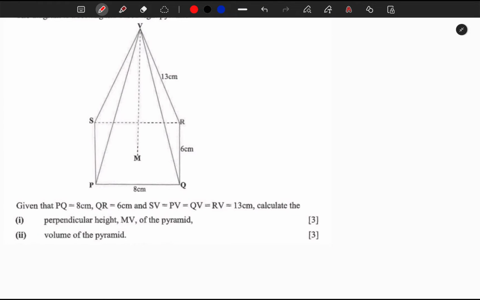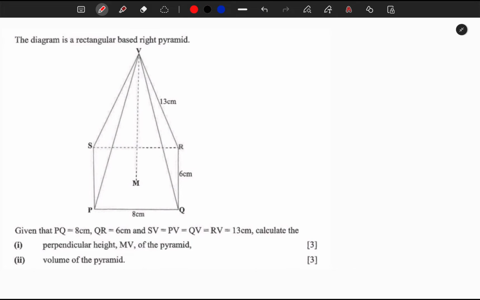Okay, so let me help you solve this question. All right. This question can be done in two ways. This is a pyramid, which is a rectangular based right pyramid. We need to find VM, also the volume of the pyramid.